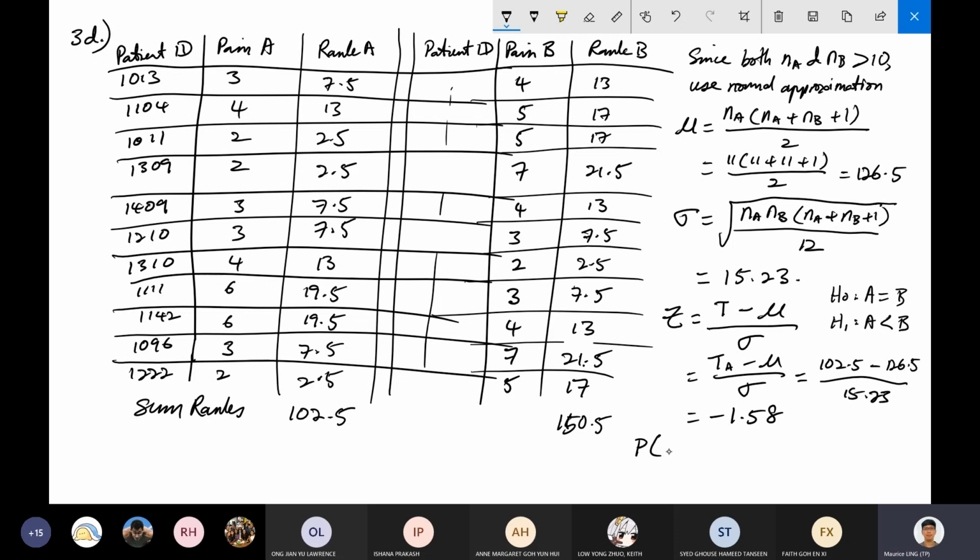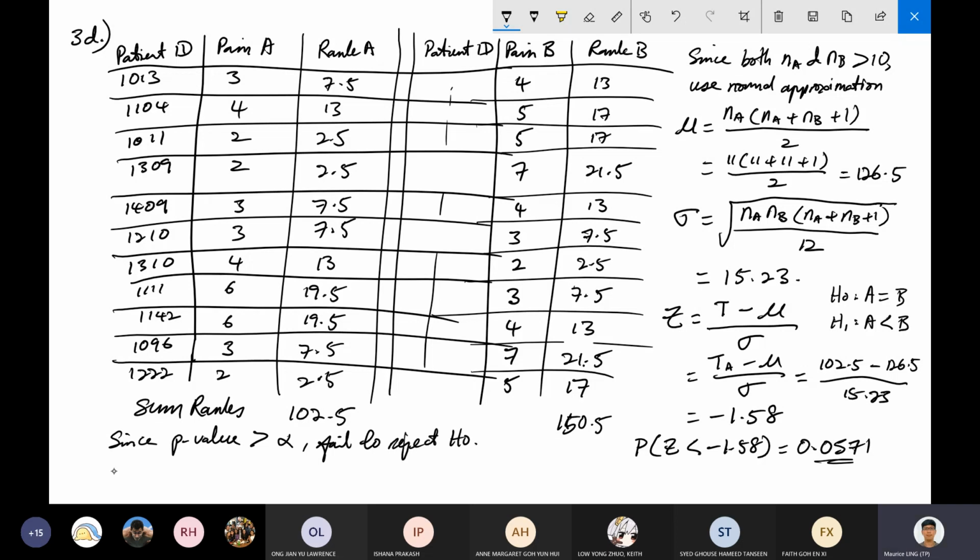Okay. And then you calculate the probability. So P of Z less than minus 1.58 is equal to 0.0571. This you look up from the table. So this is the p-value. The conclusion is, since the p-value is more than the critical value, more than alpha, you fail to reject your null hypothesis. So you accept the null hypothesis. So the conclusion is drug A is as effective as drug B. All right. So that is your answer.